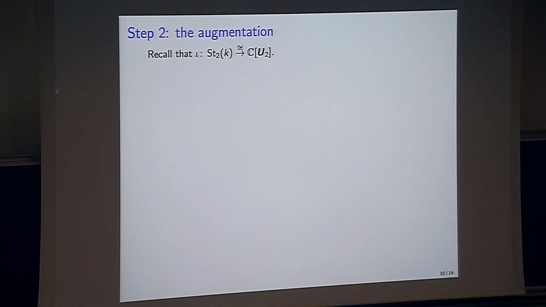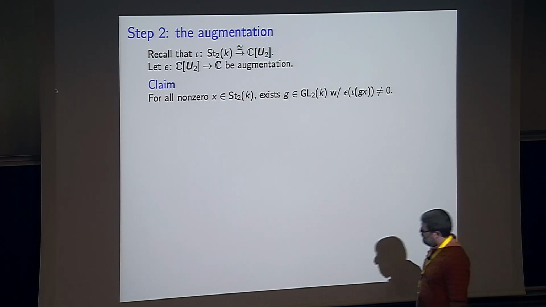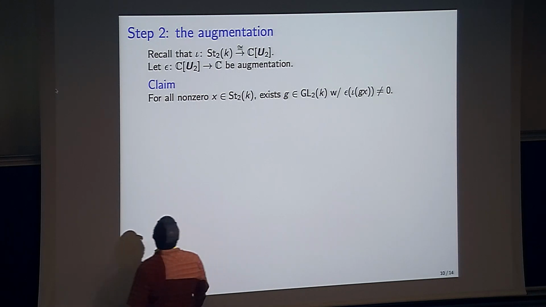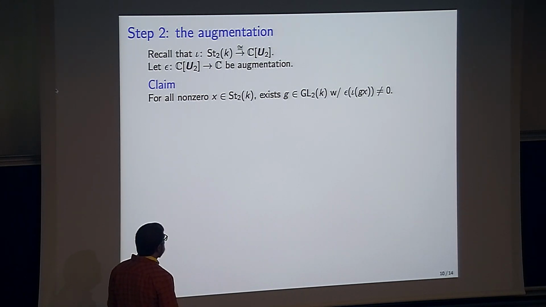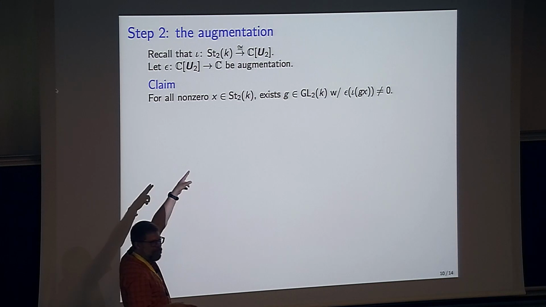So remember, let epsilon from the group ring to C be the augmentation. It just adds up the coefficients. And so therefore, I have to fight against the kernel of this augmentation. That's the sort of battle I have to win. And so here's a claim. For all non-zero x in the Steinberg representation, I can hit it with an appropriate element of GL2(K) such that its image in the group ring has non-trivial augmentation.